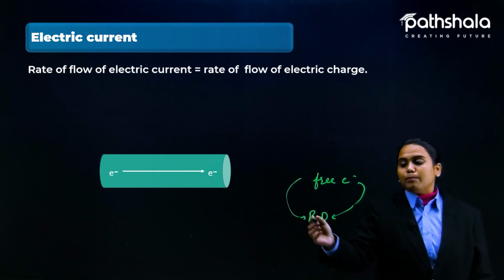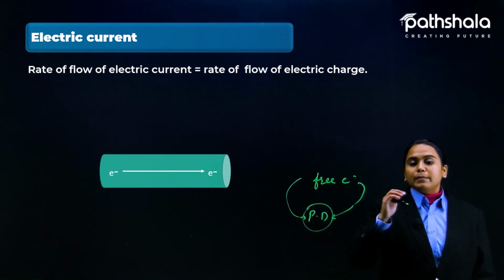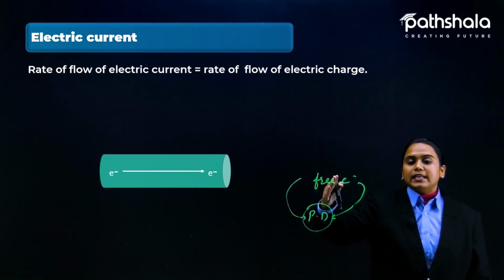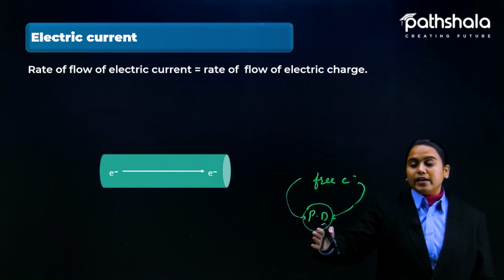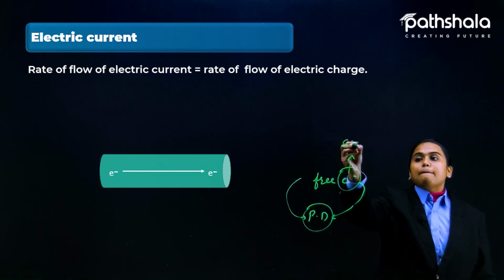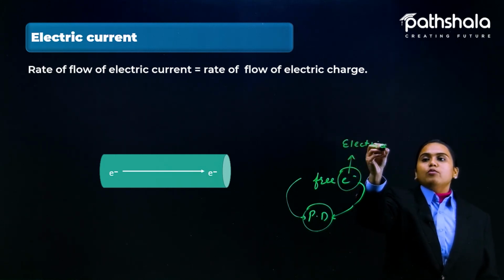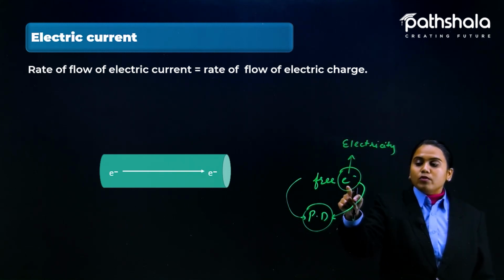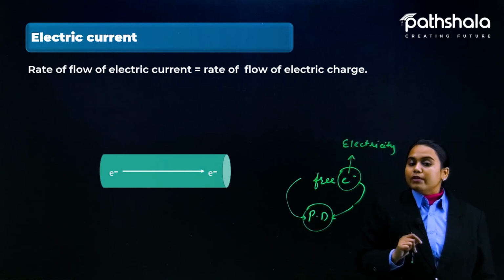Actually, the potential difference plays a major role because it gives a push to these electrons and they start moving from one point to another, and due to the flow of these charged particles, electricity is produced. Our main motive is to make them move. And how will we make them move? By creating the potential difference here.